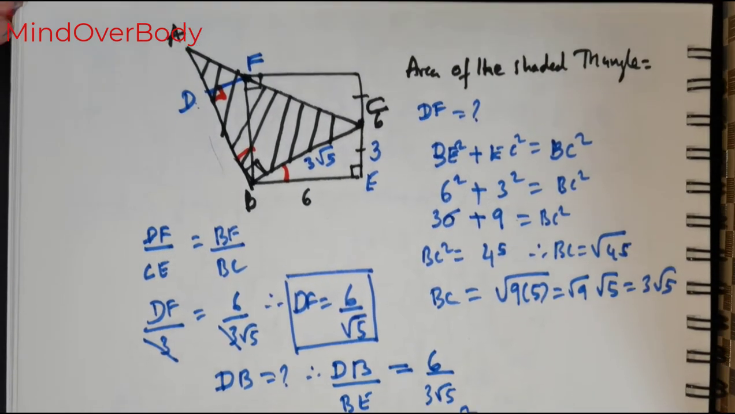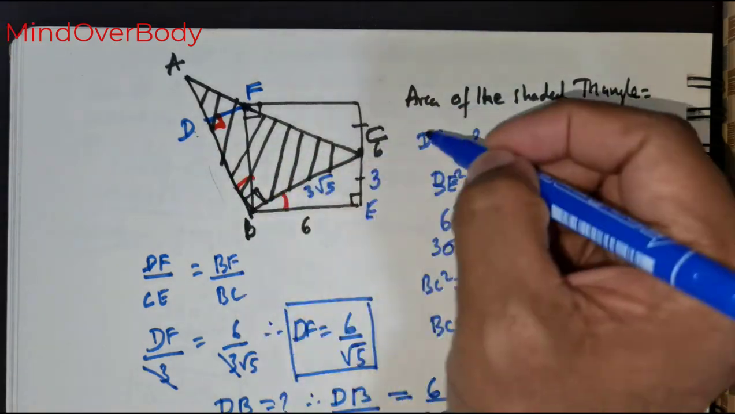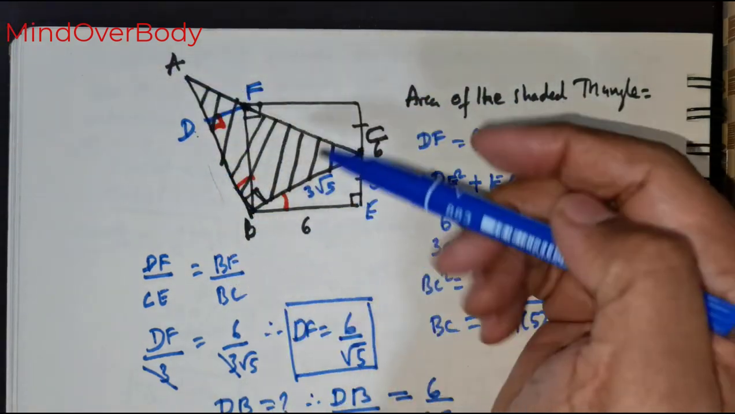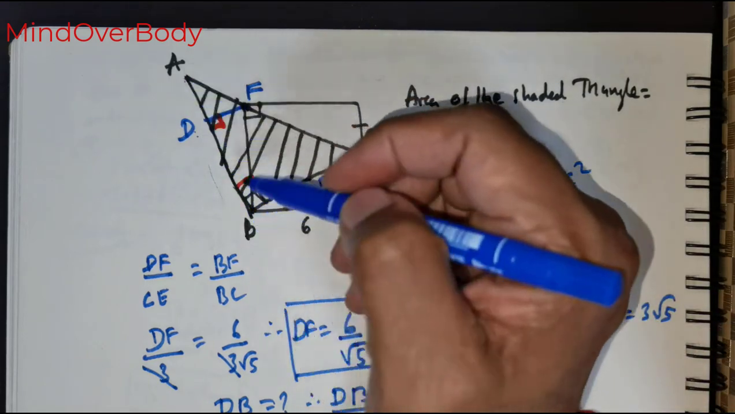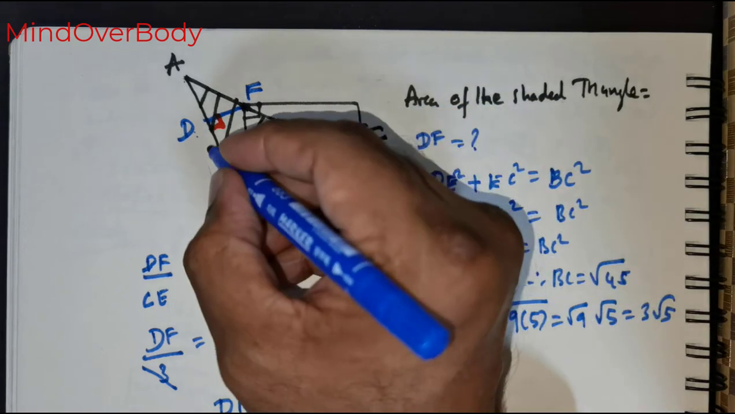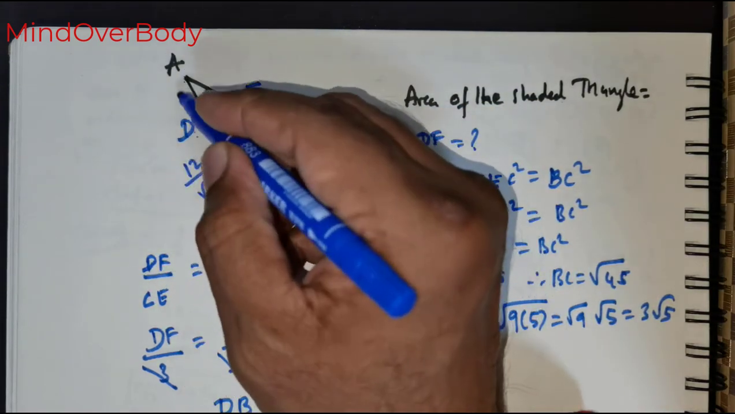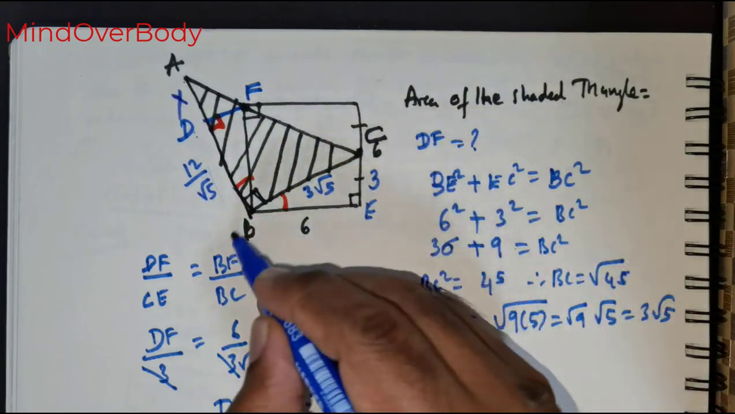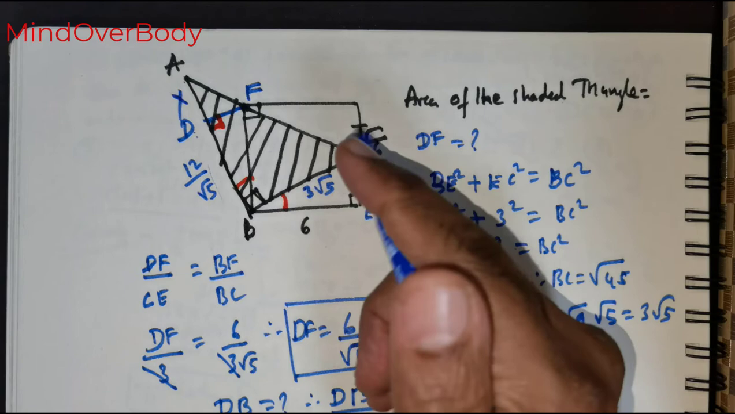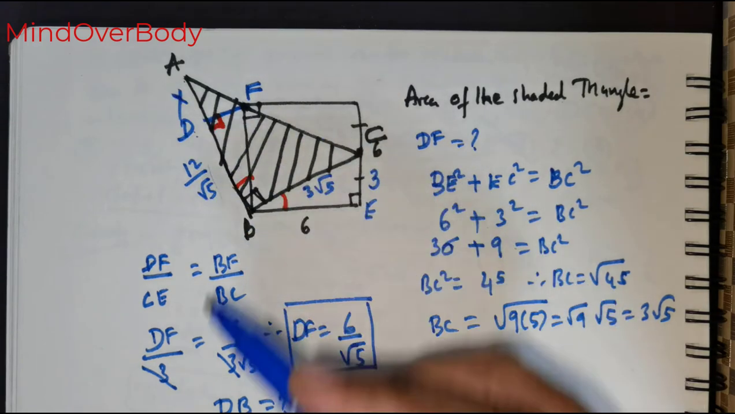So coming back to the figure, I need to get the area of the triangle ABC. The first thing I need to do is to get the height. Now I got DB. What is DB? DB is 12 over root 5. I don't know what AD is, so let me call it x. I know BC, so the only requirement is finding the value of x.